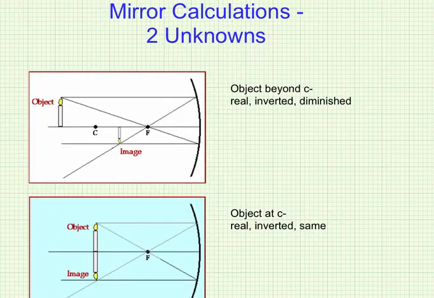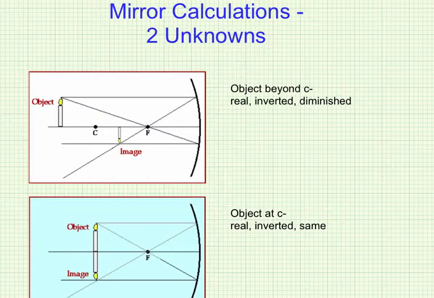Today we're going to take a look at mirror calculations with two unknowns. And in order to be successful, to be honest with you, the signs are going to be the most important thing. So we're going to take a quick summary look at what types of images you get depending on where you place an object with the concave and convex mirror.